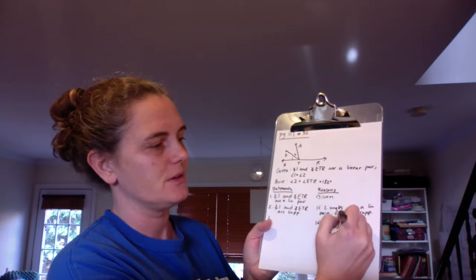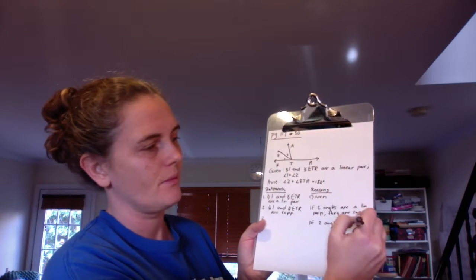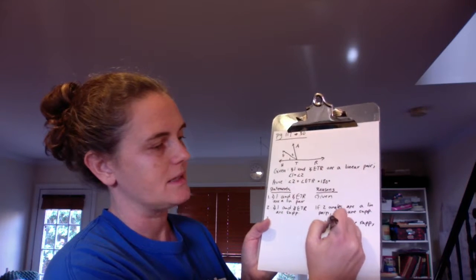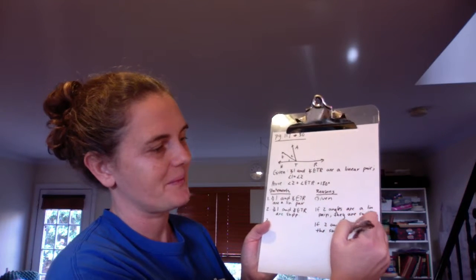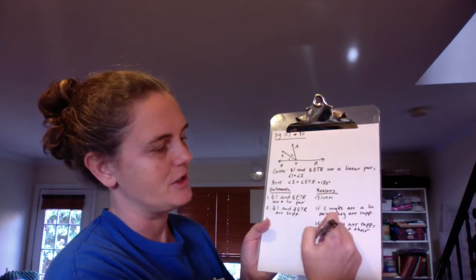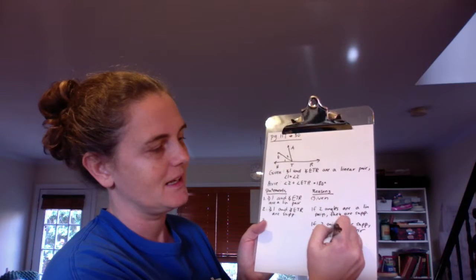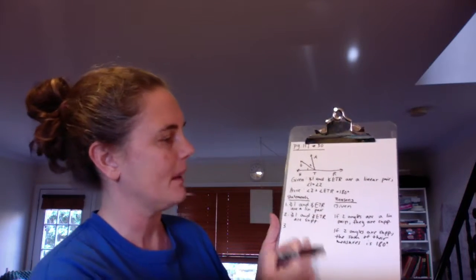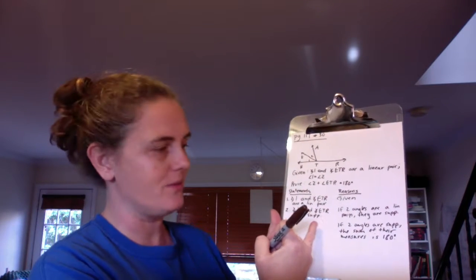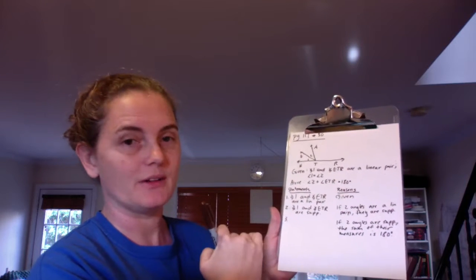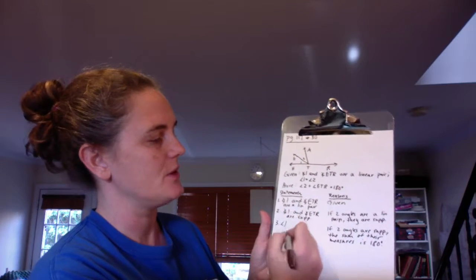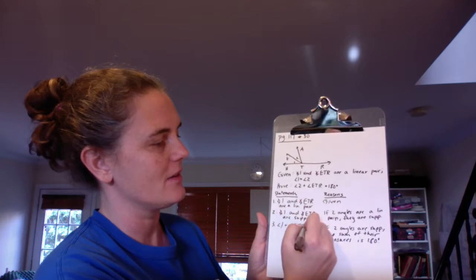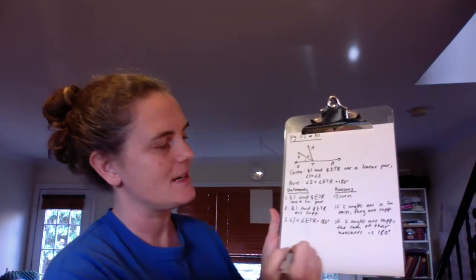If two angles are supplementary, the sum of their measures is 180 degrees. Okay, so that means that those two add up to 180 degrees, their measures. So the measure of angle 1 plus the measure of angle ETR equals 180 degrees.